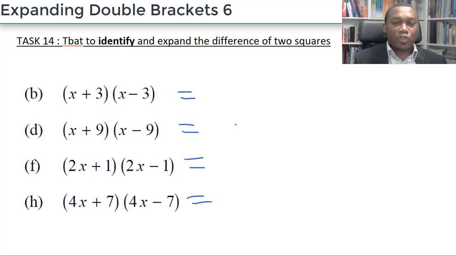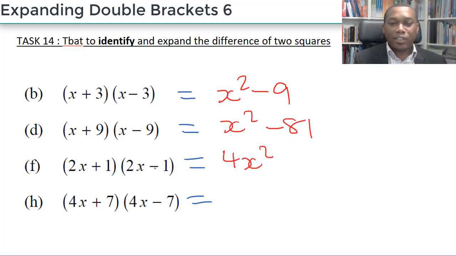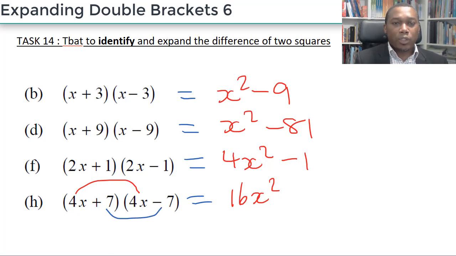I'm going to put up the answers now. It's going to be x squared take away 9. It's going to be x squared take away 81. It's going to be 4x squared, I'm multiplying 2x by 2x, take away 1 squared. 1 squared is 1. And then it's going to be 16x squared, I did 4x times 4x. And then I have to do the plus 7 times the minus 7, which will give you minus 49.